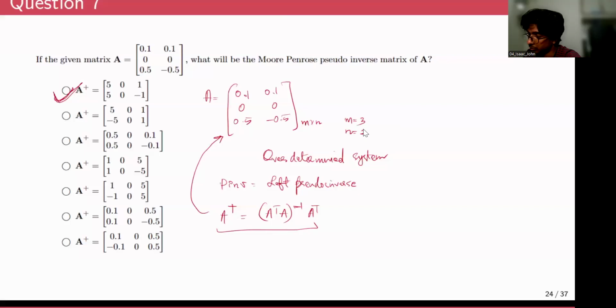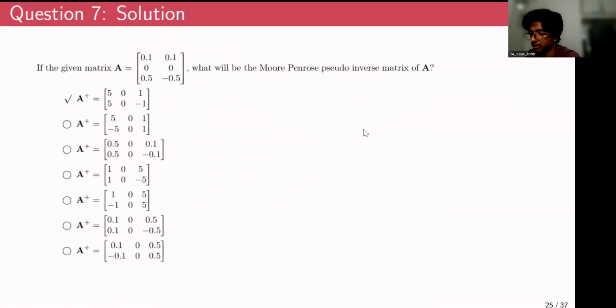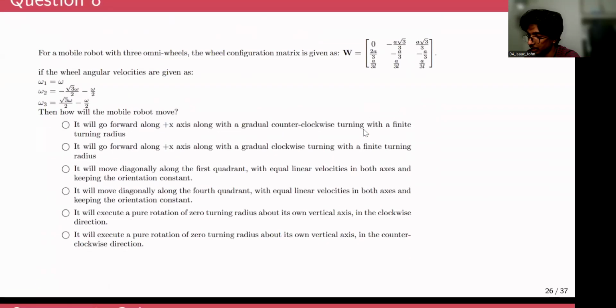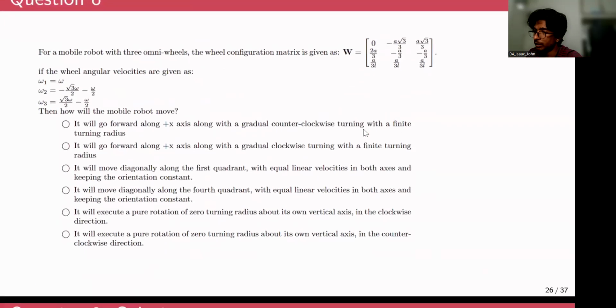Right? So if you do this, you have been given A, and you compute A transpose A, and whatever you get, you take the inverse, and you post multiply that with A transpose, you will get this as your answer: 50, minus 1. So it's a numerical exercise. You can work it on your own. Okay, and moving on to question 8.